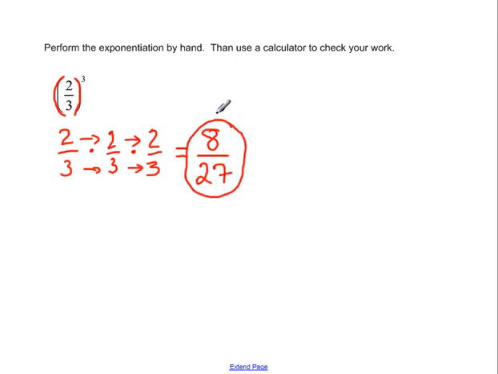Now, some of you might notice that when I have this, notice what happened. That third power, it raised the 2 to the third power, right? 2 times 2 times 2 is 2 to the third. And it also raised the 3 to the third power as well. 3 times 3 times 3. So we can go ahead and think about it this way, or we could think about just each, the numerator and the denominator, will be raised to the power outside, and that's going to help us come up with our final answer.